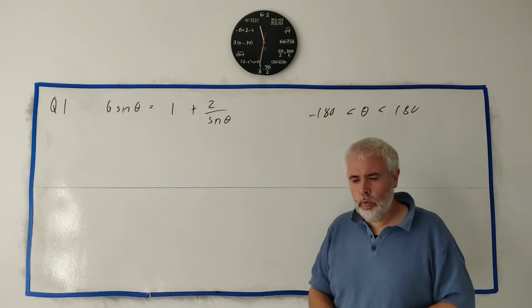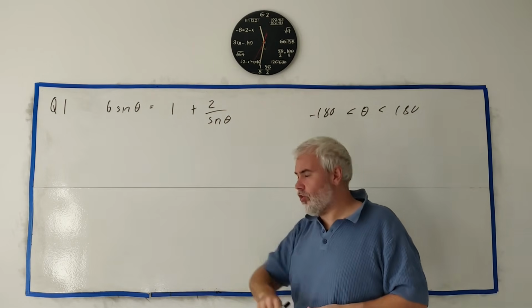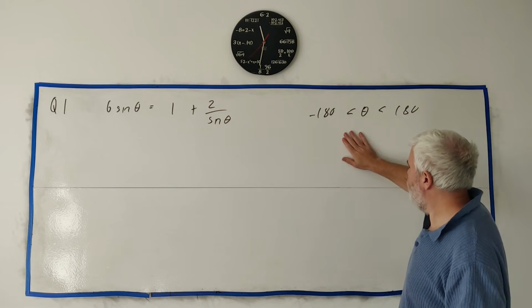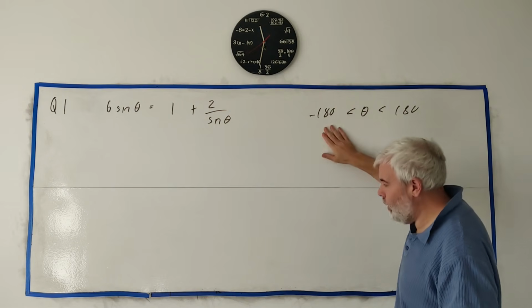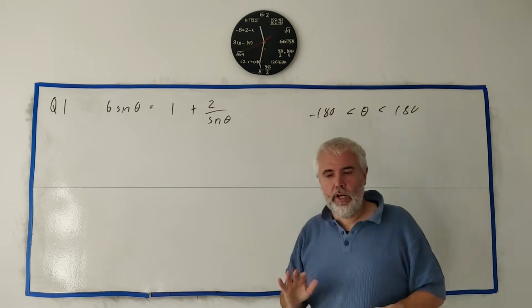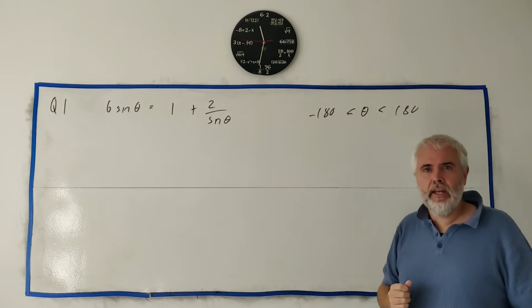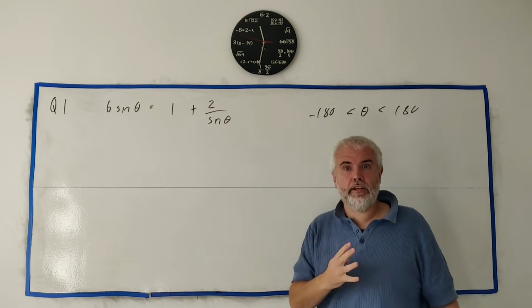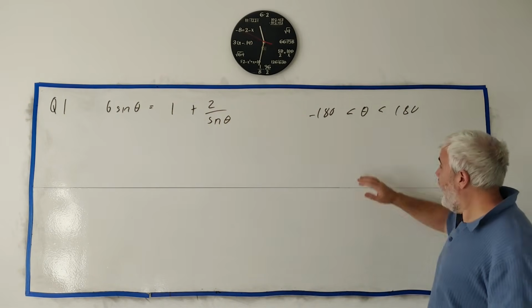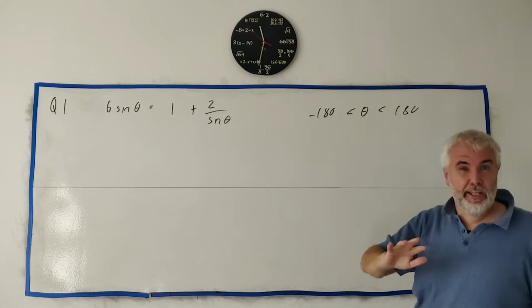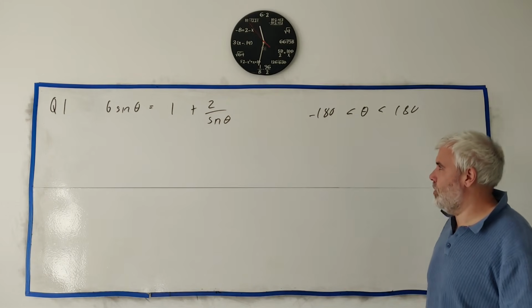In question 1, we're given this trigonometric equation that you see here, and we're also told that theta is bigger than minus 180 and less than 180. Now that's very important. It does change the answer you get. You're going to get 4 different answers for this question, and if you ignore this, you might only get 2 of them out. How do you do this question?